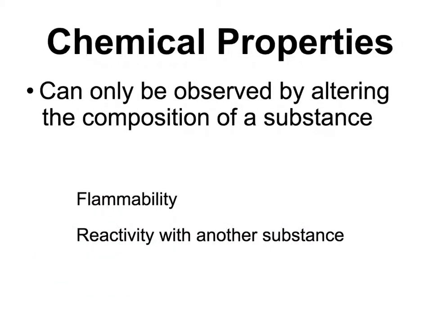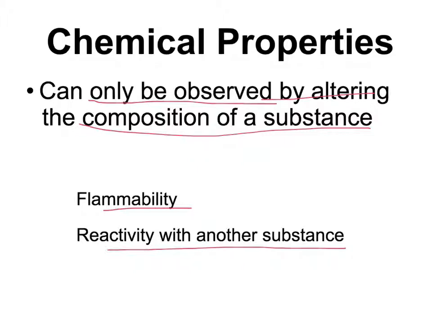Chemical properties, on the other hand, can only be observed by altering the composition of a substance. So you're actually going to change the substance to observe its chemical properties. A couple of examples of chemical properties would be flammability and reactivity with another substance, or the ability to oxidize, or things like that.